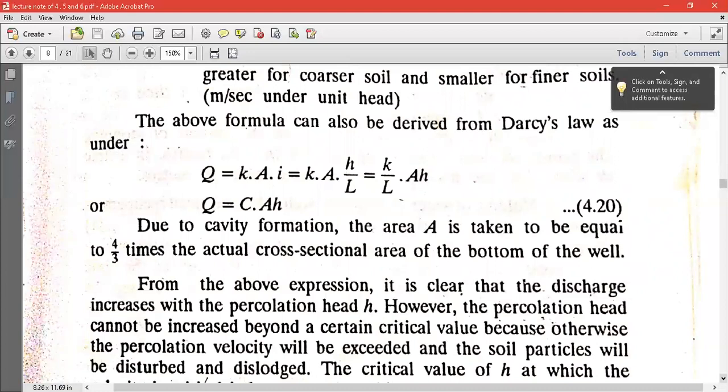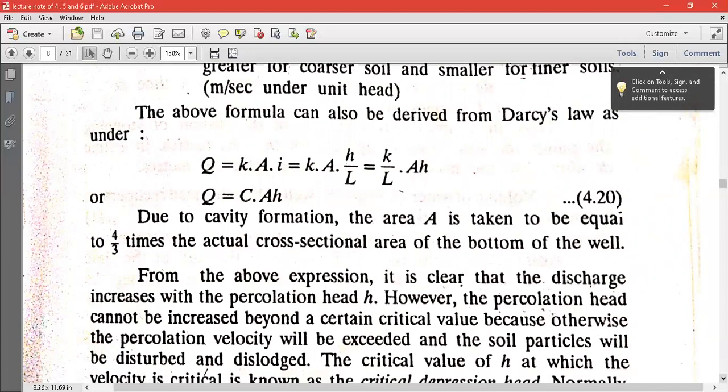Now due to cavity formation, as I have shown, this is an open well, so the bottom has cavity formation; it is not closed. The area A is taken to be 4 by 3, or 1.33 times, the cross sectional area of the bottom of the well. So here the area will not be the bottom cross section; here we will consider the 4 by 3 of it.